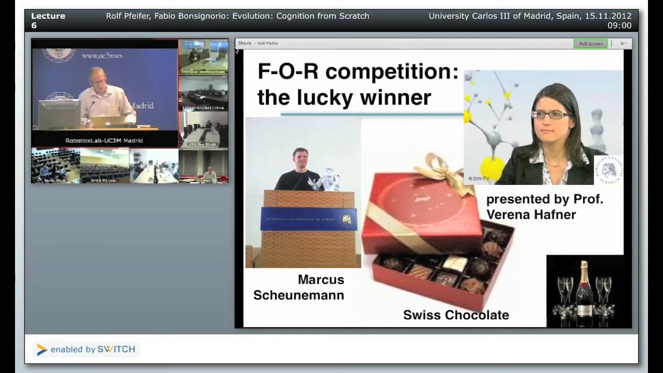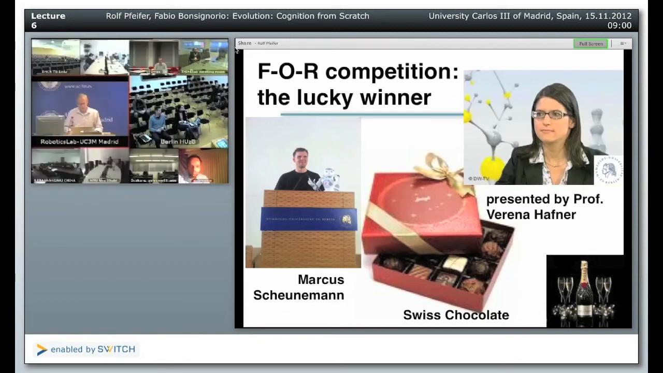Now, perhaps we can briefly switch to Berlin, where we have a lucky winner of the competition, because about two or three weeks ago, I forgot to mention the problem, and Marcus Scheunemann from the Humboldt University in Berlin, from Professor Hafner's laboratory, noticed that. So I think Verena will now hand over the chocolate to Marcus.